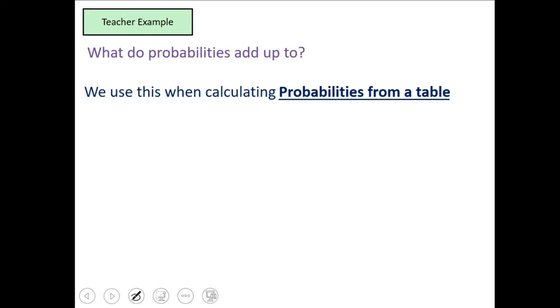What do probabilities add up to? From a previous lesson you should remember probabilities always add up to 1. We use this when calculating probabilities from a table as well.